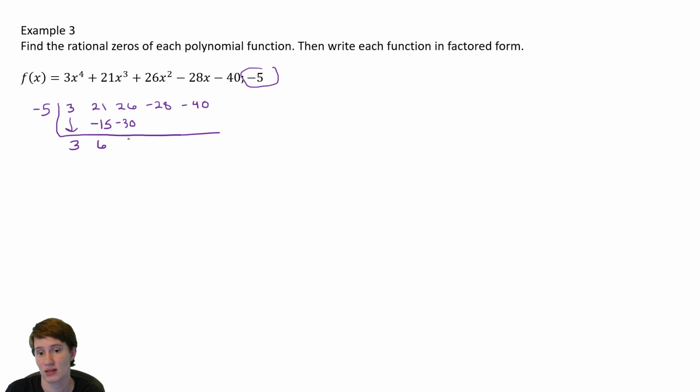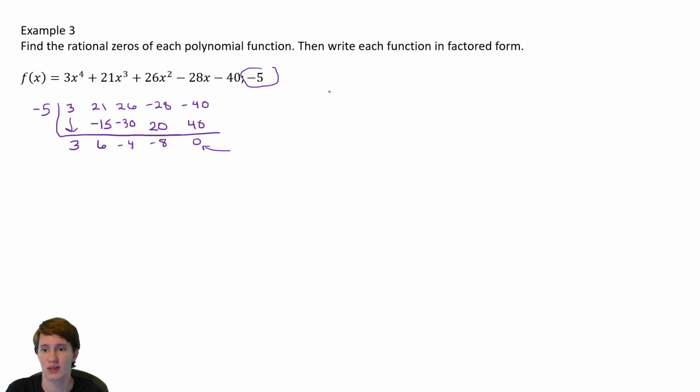26 minus 30 is negative 4. Negative 5 times negative 4 is 20. Negative 28 plus 20 is negative 8. And negative 5 times negative 8 is 40. Now if they give us a 0 like this, we better get 0 here, otherwise we've done something wrong, because they told us, hey, this is a 0.